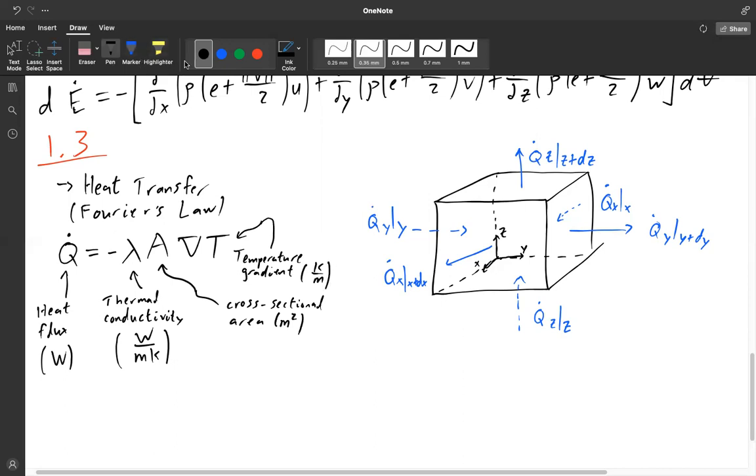And one little quick note I would like to highlight is that this negative sign in Fourier's law indicates that this equation is following the second law of thermodynamics, that energy at a higher temperature transfers down to energy at a lower temperature.